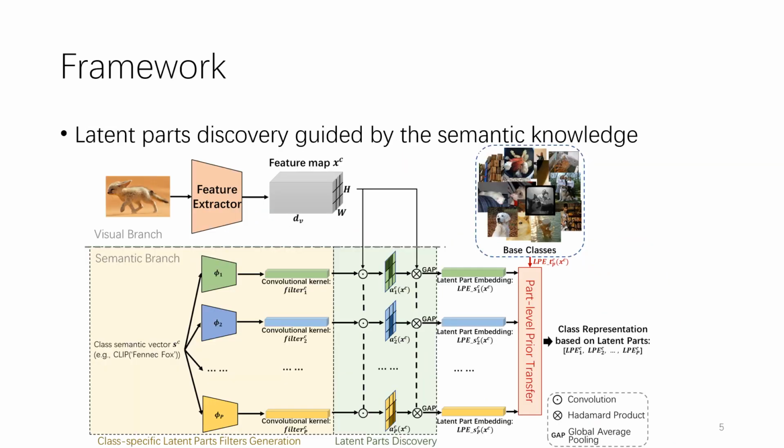Here is our framework. In general, we first use semantic knowledge of each class to generate several class-specific part filters. By using those filters to perform convolutional operations, different latent parts based on local regions can be discovered. Then we conduct the spatial-related pooling to get part embeddings. At last, we transfer part-level visual prior from base classes to refine these final latent part embeddings.